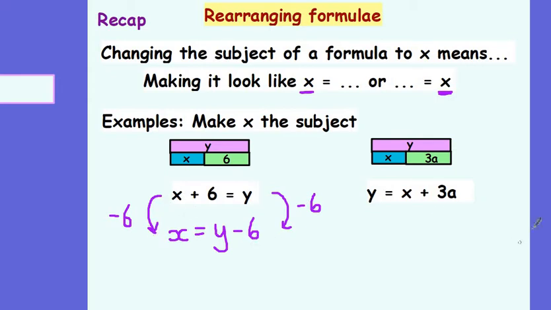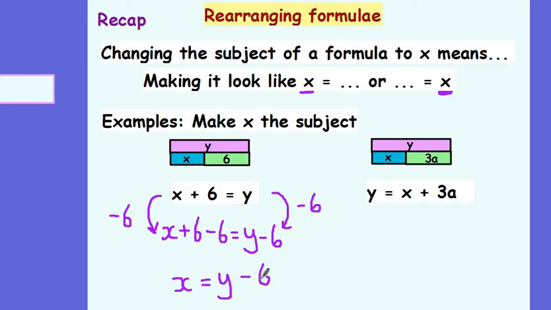If I think of it like that, subtracting 6 from both sides of my equation would leave me with x plus 6 take away 6 equals y take away 6. Plus 6 take away 6 just gives me x on its own, so x is equal to y take away 6. Let's do another example.